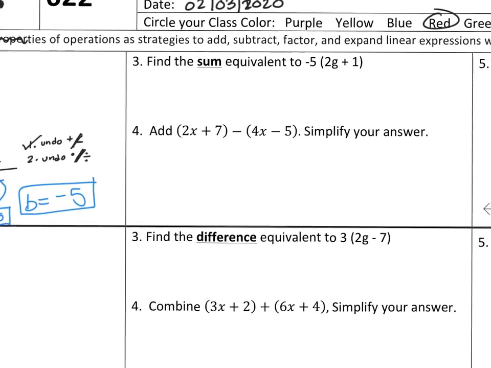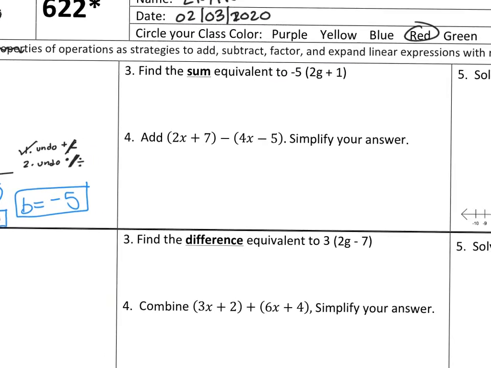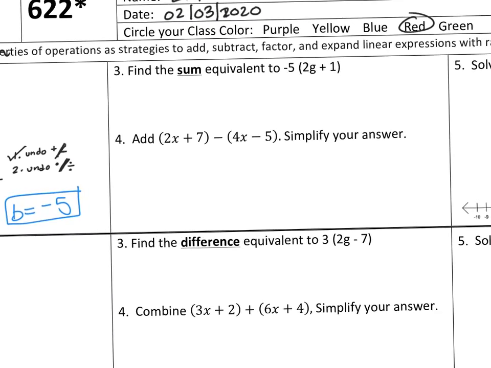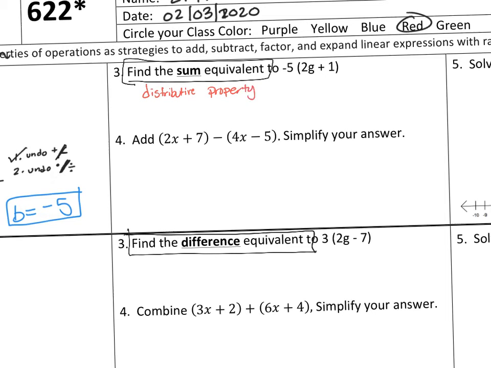Number 3 says find the sum equivalent to negative 5 times the quantity 2g plus 1. So this right here, I admit, after I made the copies, I'm like, this phrase is not worded in a very nice way, because if you look at number 3, it also says find the difference equivalent to blah, blah, blah. Guys, it just wants you to distribute. It's just the distributive property. So you can write something right here like distributive property.